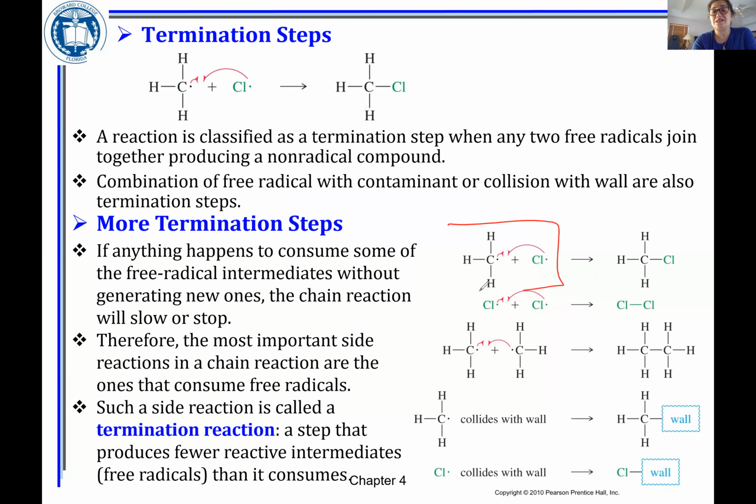Examples of termination step: a methyl free radical with a chlorine free radical would give you product. If a chlorine free radical finds another chlorine free radical, it's going to give you Cl2. It's classified as a termination step because it does not produce any free radical. And then a methyl free radical with another methyl free radical can give you a byproduct of ethane, but this is not part of the propagation. It kind of breaks the link.